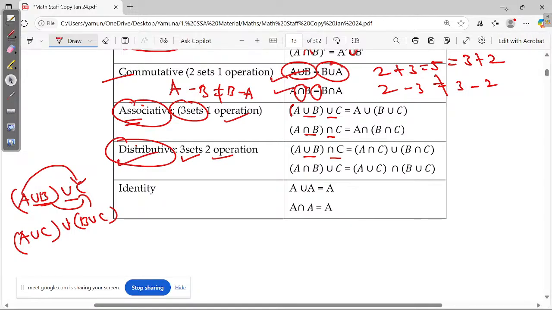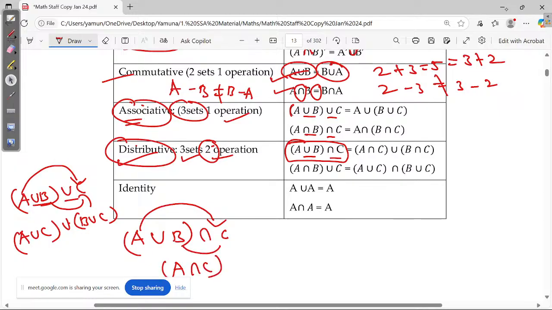Whereas if you go for distributive, I'll have 3 sets A, B and C and 2 operations. So I'll go for the first one, where union is inside the brackets and intersection is outside the brackets. So if you consider A intersection C, put it in brackets, B intersection C, put it in brackets, and union. The small hint is that union is inside the brackets, and it will come outside the brackets. This is what you call the distributive law.